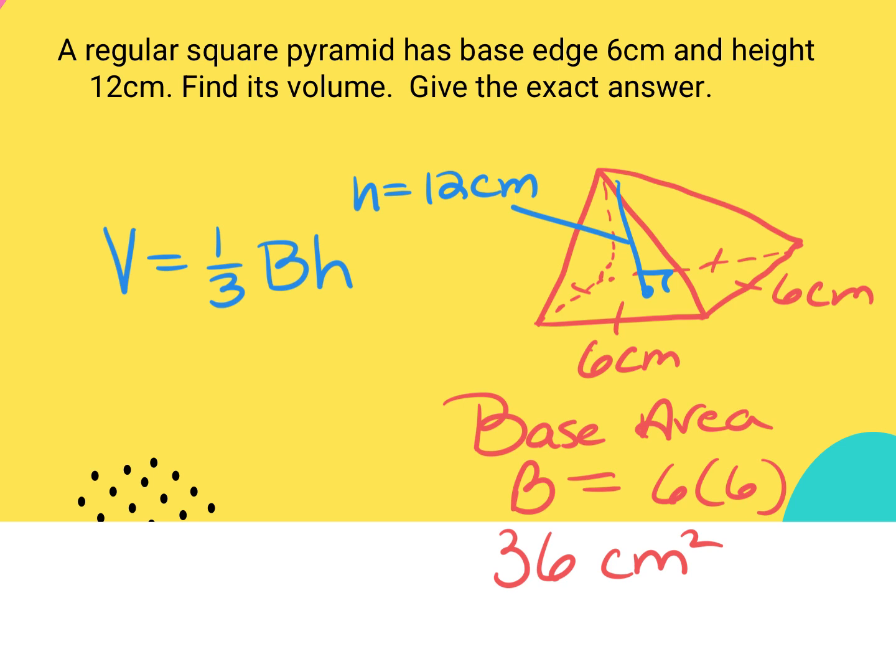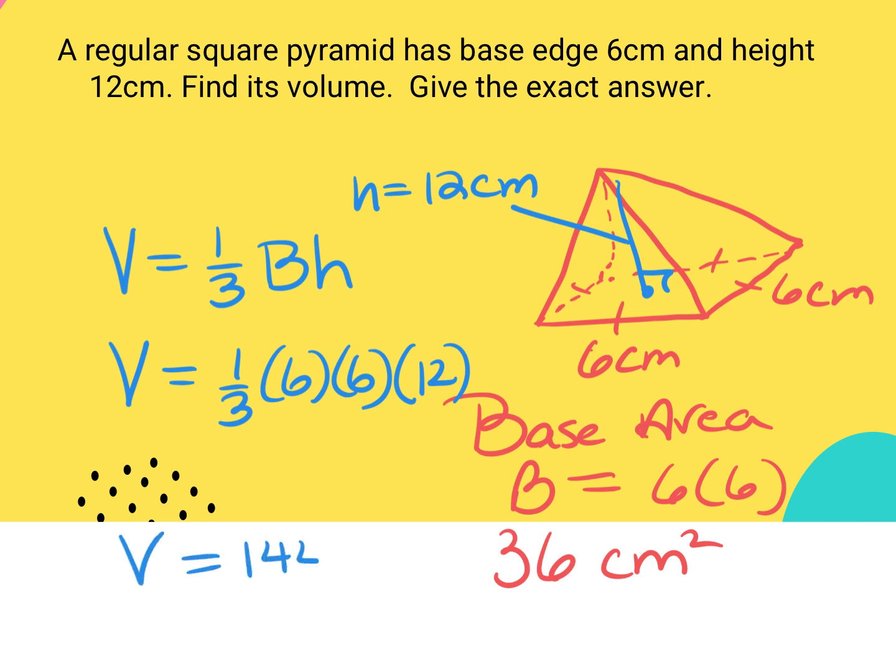Now, if it doesn't ask you to calculate it ahead of time, then just plug in all the numbers. Area of the base would be 6 times 6, and then the height is the 12. You're using your calculator. So again, if you want to do 6 times 6 times 12 and then divide by 3, that works. Final volume here is 144 centimeters cubed. Remember, base area is squared, but volume is cubed.